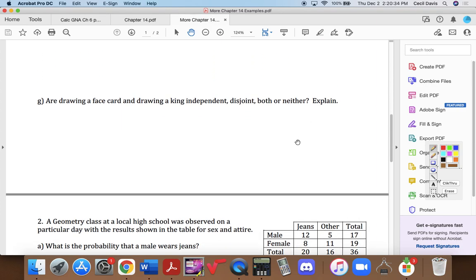Are drawing a face card and drawing a king independent, disjoint, or neither? Both or neither, right? We know it's not both. But I wanted that to be in the question because I wanted us to talk about it.